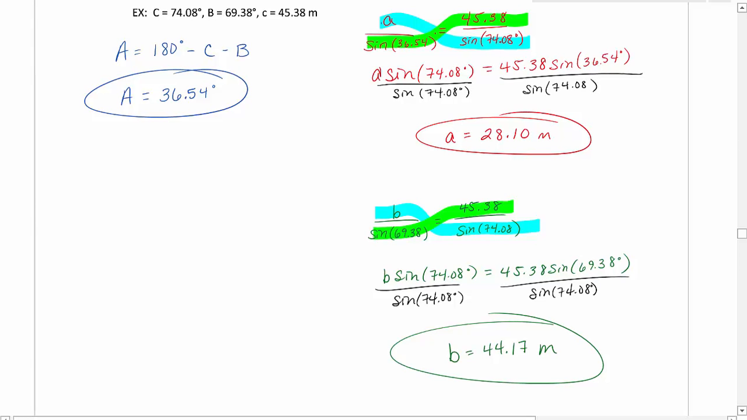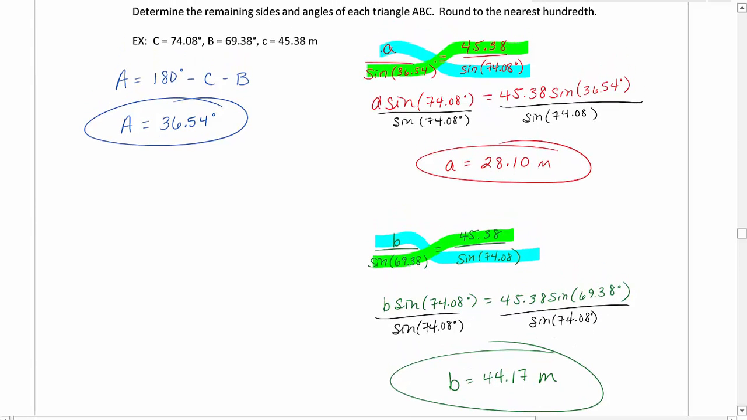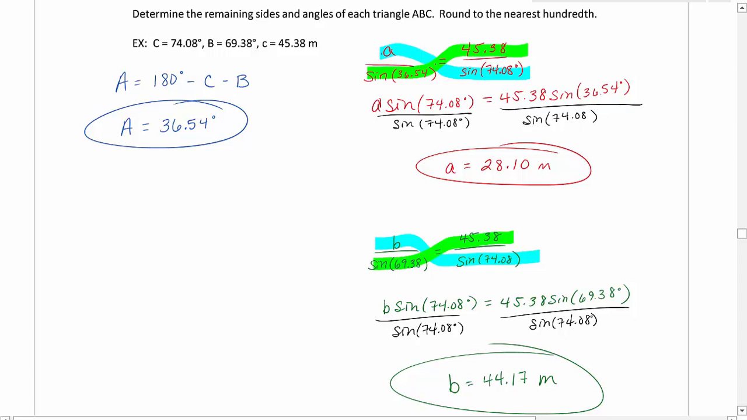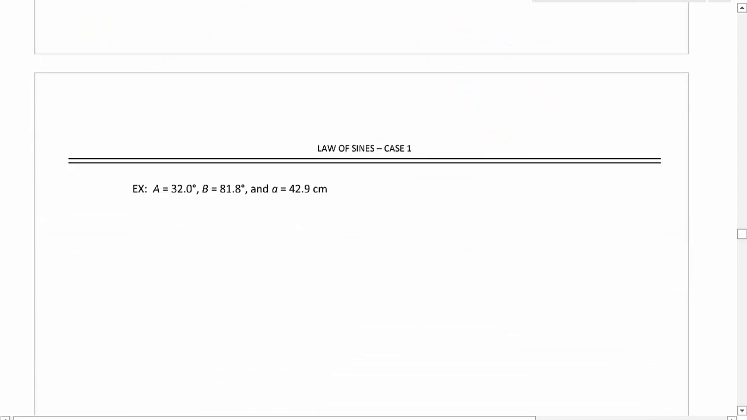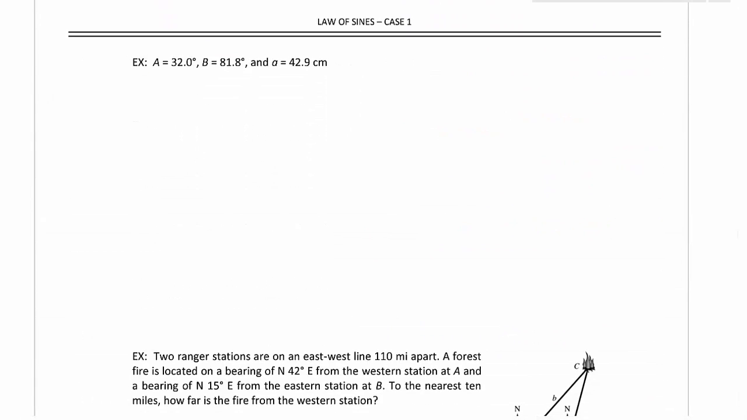I feel good about these answers because if you'll notice, angle B is larger than angle A, so we would expect that side B would be larger than side A. So I always like to just look at those things, makes me feel extra sure about my answers. All right, let's try another one.